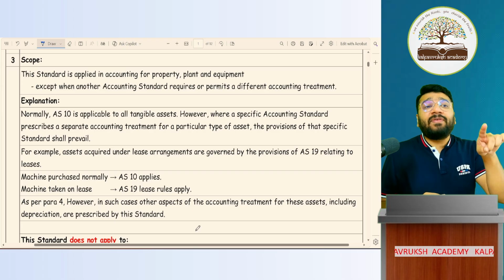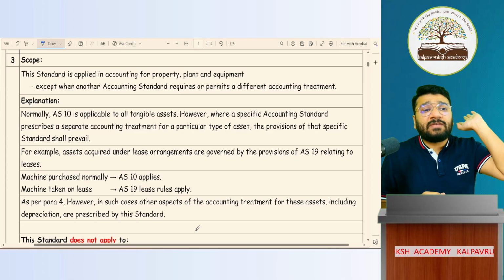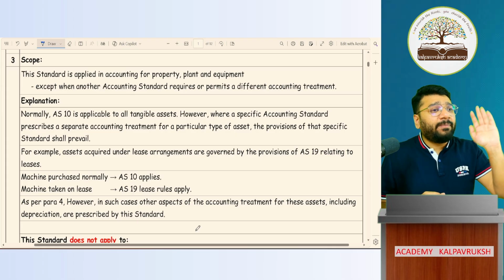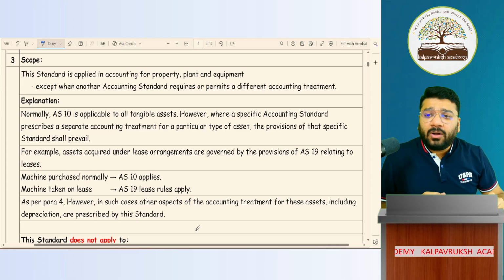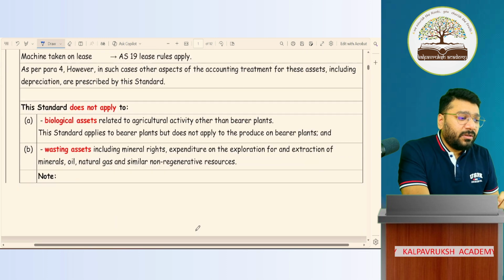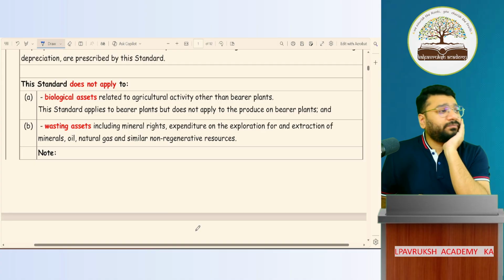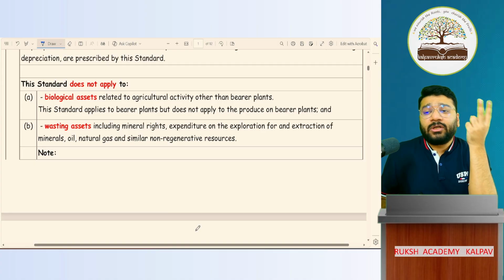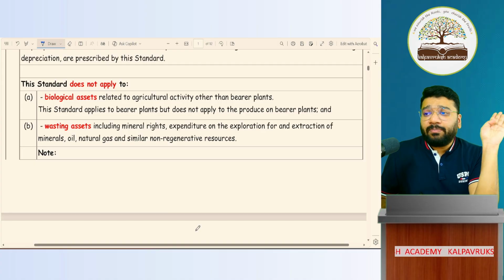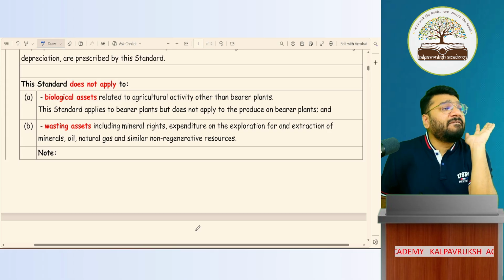So if there is any specific standard governing that PPE, follow that specific rule. If there is no specific standard, follow AS 10. Got it? Okay. This standard does not apply to two things. Two assets, it does not apply. Biological assets and wasting assets.